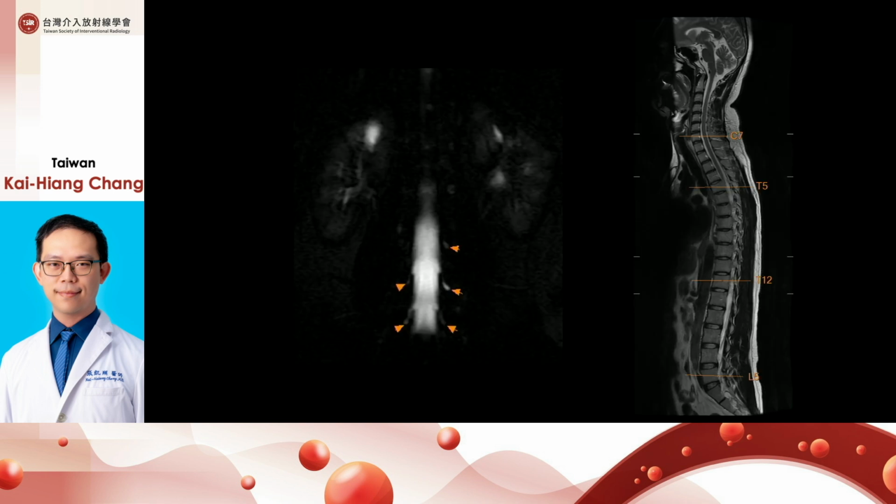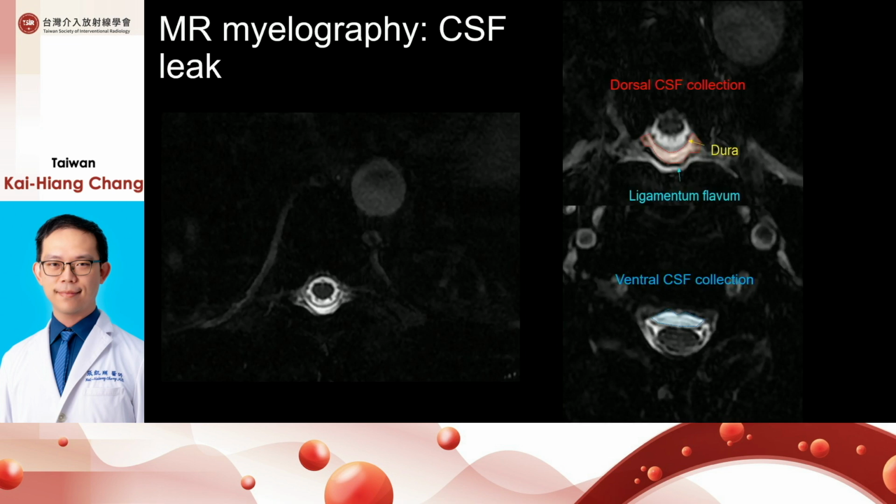Here is an example showing the spinal CSF leaks at one glance. You can see all the leaks. And on the right-hand side is the sagittal T2 weighted image for level labeling. Here is an example of CSF leak.